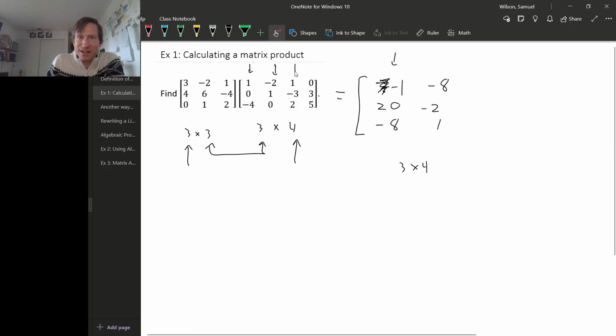And then we'll move to the next column. 1 minus 3, 2. So 3 plus 6 is 9, plus 2 is 11. 4 minus 18 is minus 14. Minus 8 is minus 22. Okay. And then 1 minus 3 plus 4 is 1.